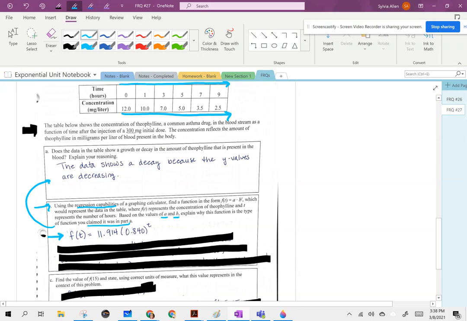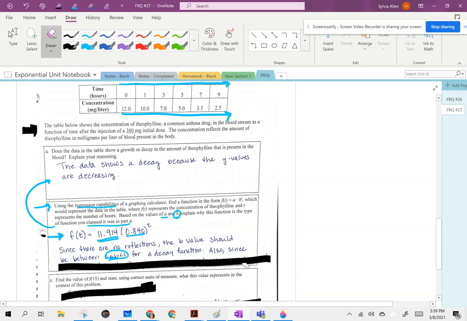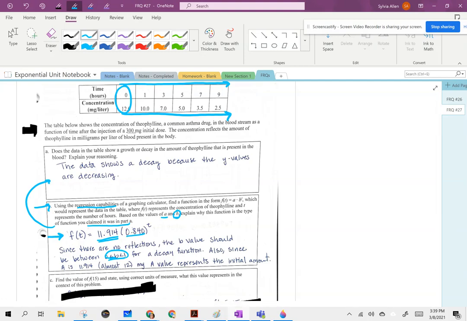Okay, so first of all, we're looking at the value of B, and I noticed that since there are no reflections, the value of B should be between 0 and 1. In order for it to be decay, it needs to be between 0 and 1. Also, this A value represents the initial value, and that initial value was 12, and that is 11.914, so it's almost 12. So I would know that that value is pretty accurate.